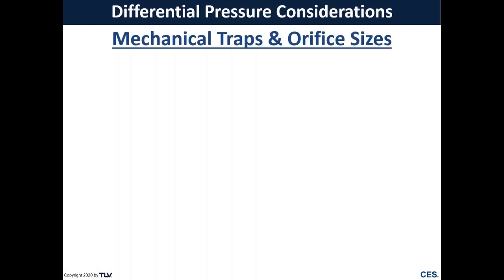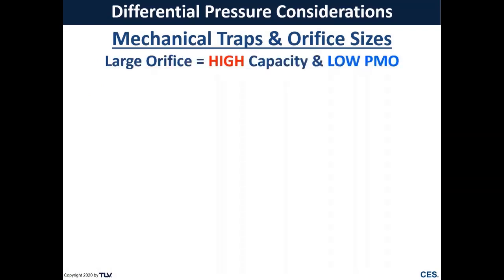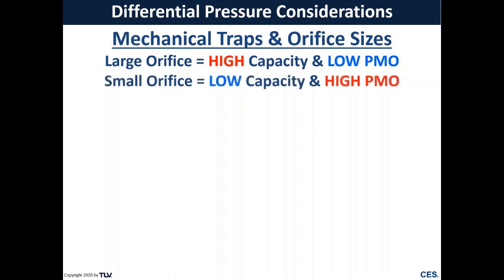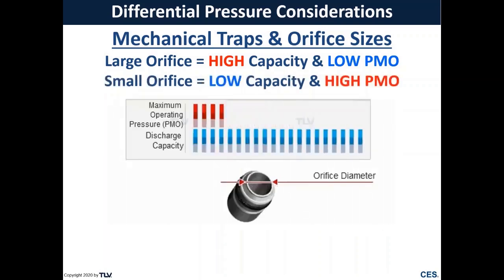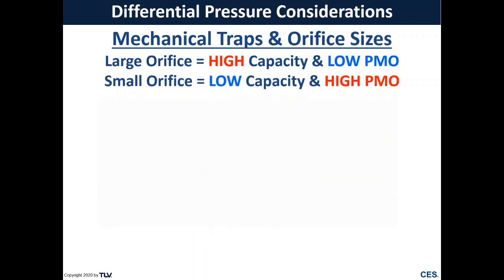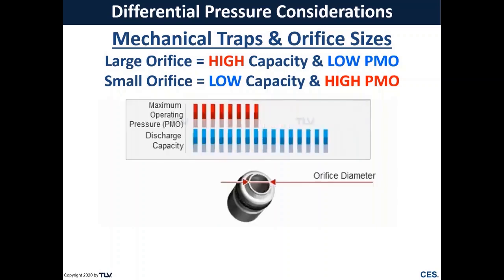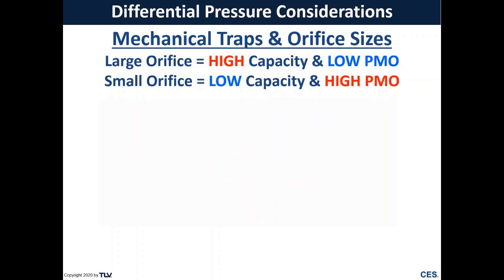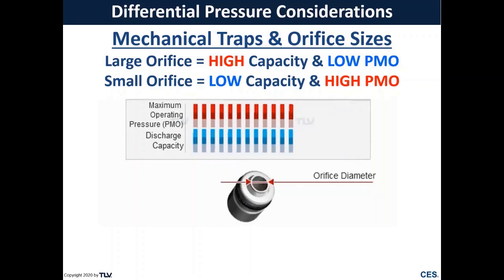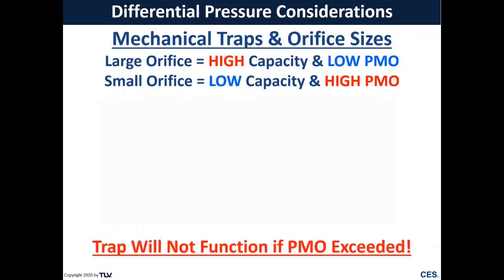So with this, we have to make sure that we meet the correct PMO when we install a steam trap. The capacity and the PMO have an inverse relationship. With a large orifice, you have a high capacity but a low PMO. On the other side, if you have a small orifice, you're going to have a low capacity and a high PMO. Here in this graphic, we can see that as the orifice gets larger, your discharge capacity goes up, but your PMO goes down. On the other side, as the orifice gets smaller, the discharge capacity goes down, and the PMO goes up.